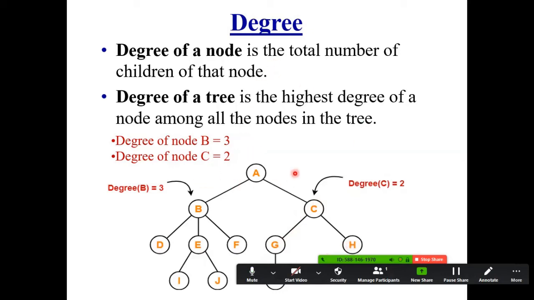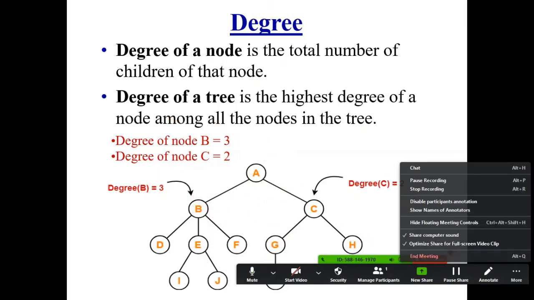So what is the degree of a tree? I think you're clear with what is the degree of a node. So what is the degree of a tree? Which node has the highest degree? The node B has the highest degree. What is the degree of node B? It is 3. So this is the highest degree of this tree. So the degree of a tree is 3.